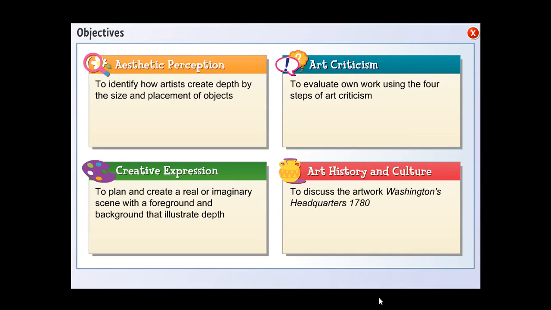So today you're going to learn how artists create depth by the size and the placement of objects in the artwork. You're going to be able to evaluate your own work using the 4 steps of art criticism at the very end. And if you'd like, you can plan or create a real and imaginary scene with a foreground and a background that will illustrate depth. You're also going to look and discuss artwork called Washington's Headquarters, 1780.